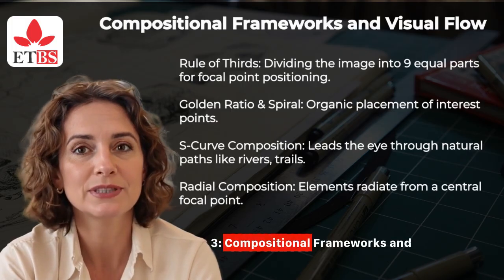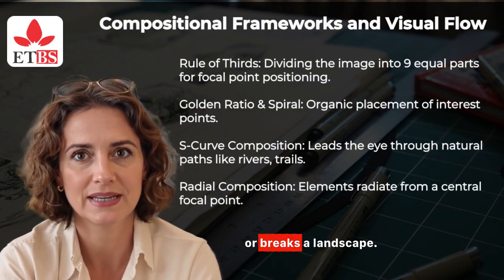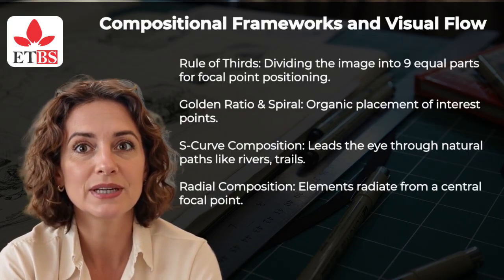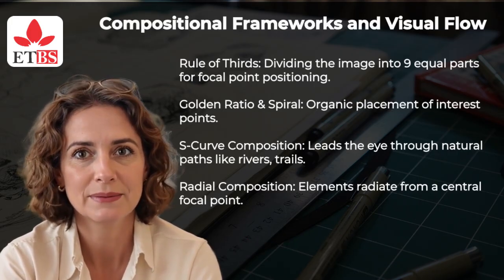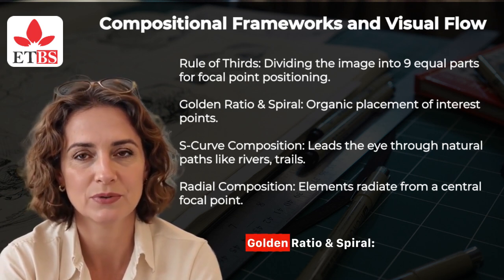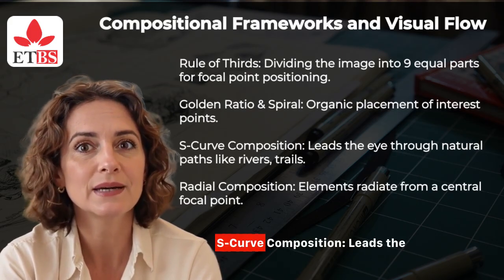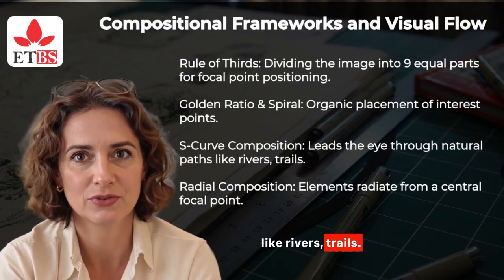3. Compositional frameworks and visual flow. Composition makes or breaks a landscape. This section teaches the strategic design of visual interest and balance. Rule of thirds, dividing the image into 9 equal parts for focal point positioning. Golden ratio and spiral, organic placement of interest points. S-curve composition leads the eye through natural paths like rivers and trails.